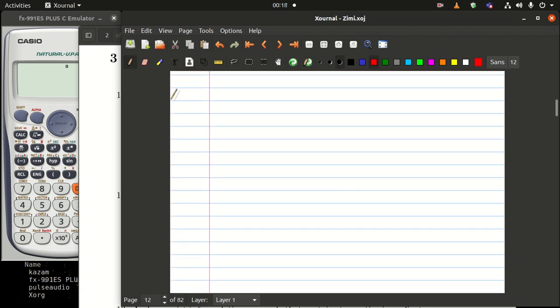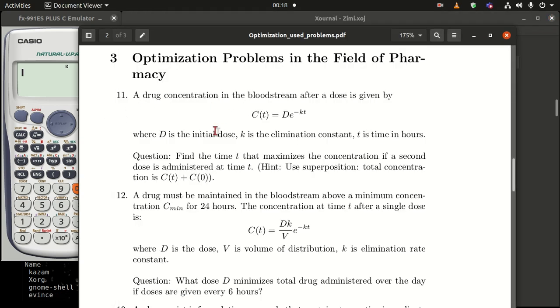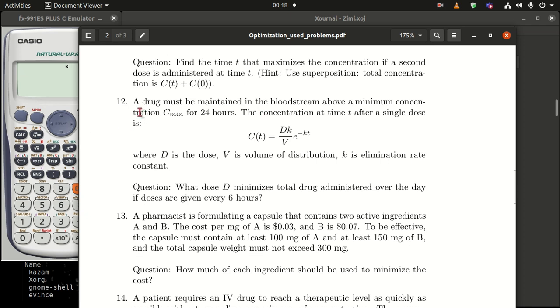Let's go to question number 12 and see if there is any difference that we can get. A drug must be maintained in the bloodstream above a minimum concentration for 24 hours.